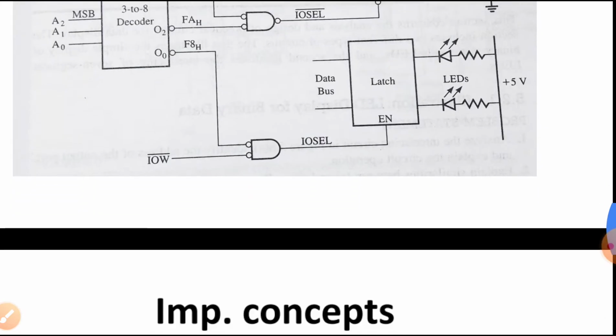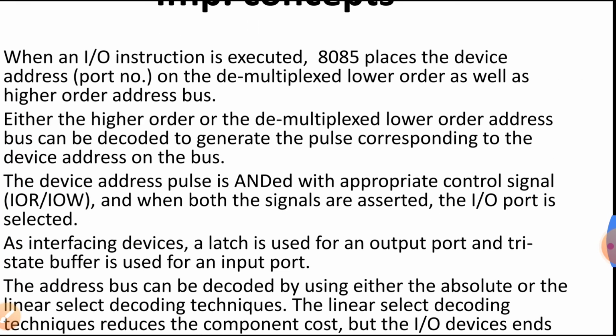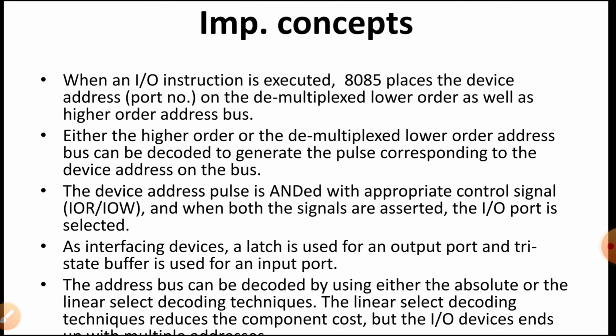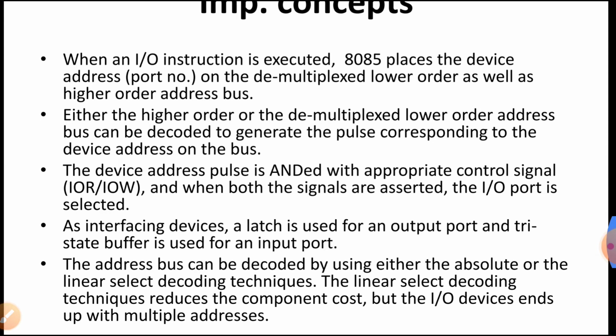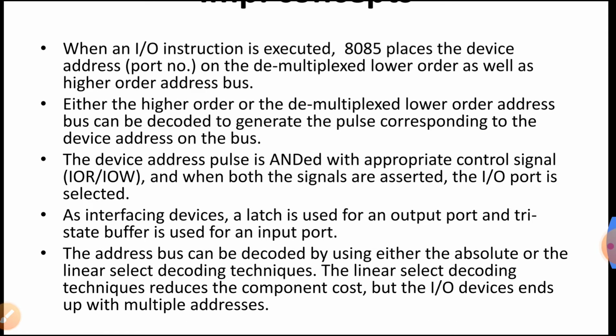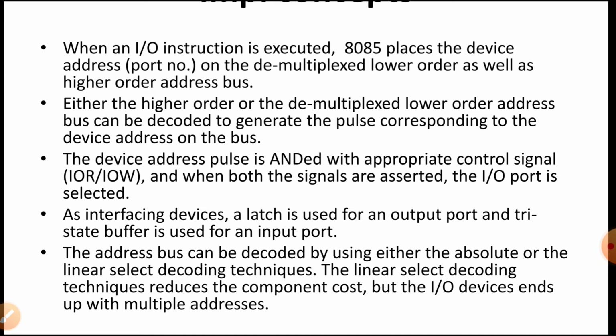Now, there are certain important concepts related to the interfacing of input output devices. The first important concept is that when an input output instruction is executed, 8085 places the device address on the demultiplexed lower order bus as well as the higher order bus. Now, either the higher order or the demultiplexed lower order address bus can be decoded to generate the pulse corresponding to the device address on the bus.